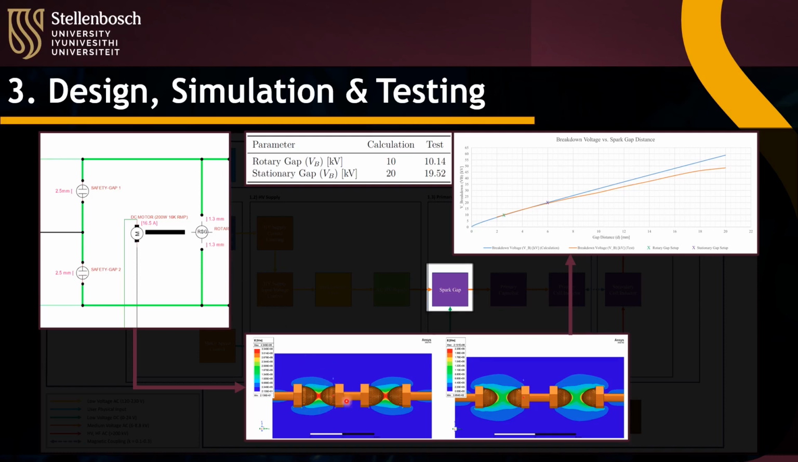Here, the ANSYS Maxwell simulation shows that the rotary gap will fire reliably and the stationary gap won't fire under normal operating conditions, which is optimal. This graph indicates a uniform field between the gaps, as indicated by the test results.